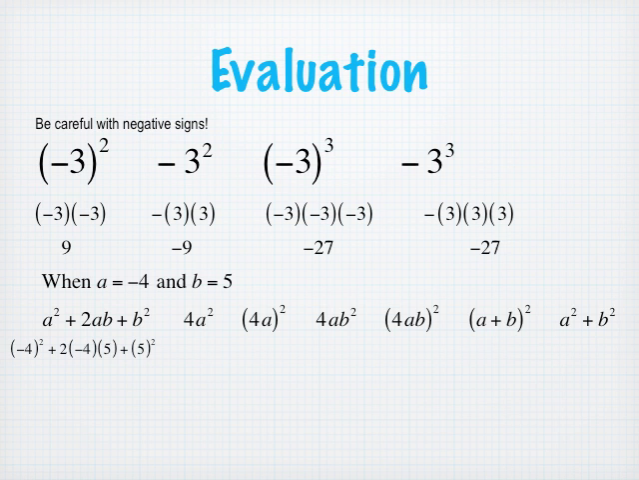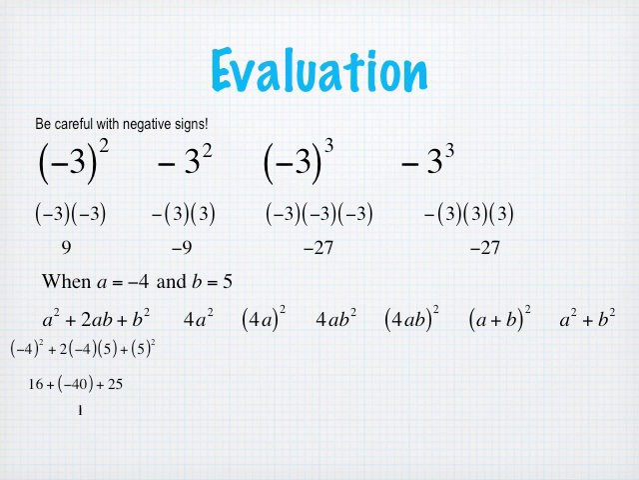First thing I will do is my exponents. Negative 4 squared, that's negative 4 times negative 4, so that's positive 16. And my 5 squared is 25. Then my 2 times negative 4 times 5 is negative 40. Adding everything together, I just get 1.